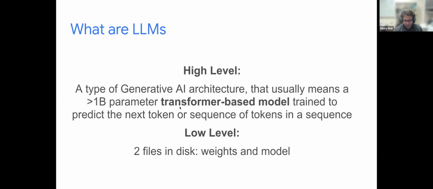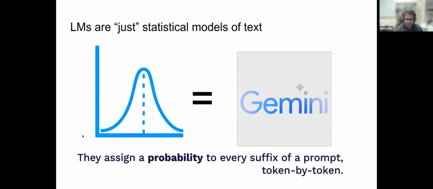But at a low level, like we like code, there are just two files: the weights and the architecture of the model. When I have the weights, I can just use the model for inference, because the weights are all of those parameters that the model learned during training. And this is what we really need to be able to make the model do inference.